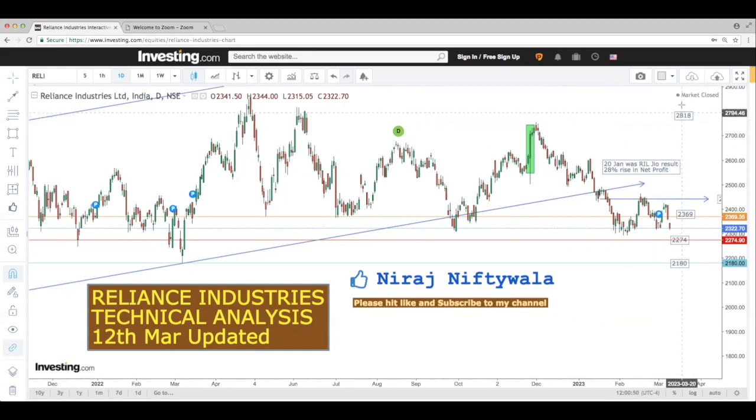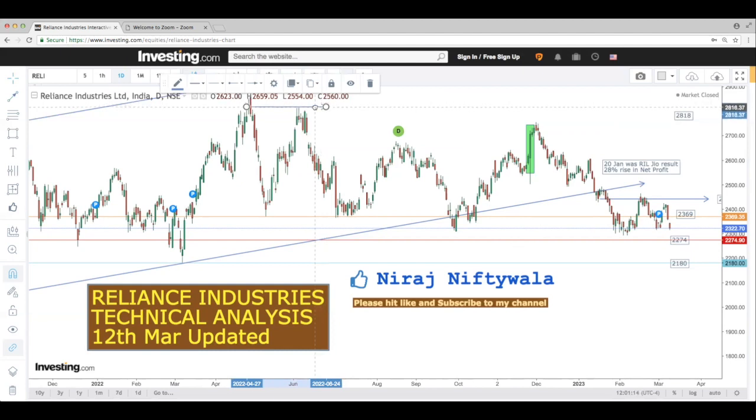2818 is the level which is somewhere over here, which it made somewhere near April of 2022. It made this high. It again tried to come over here, but couldn't break out of this. So this was the ultimate level where it could not cross above. It just sustained for a day or two on this level. It even tried to come near this, but it couldn't break out of this level.